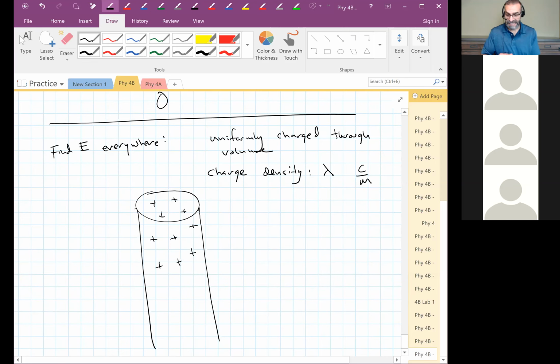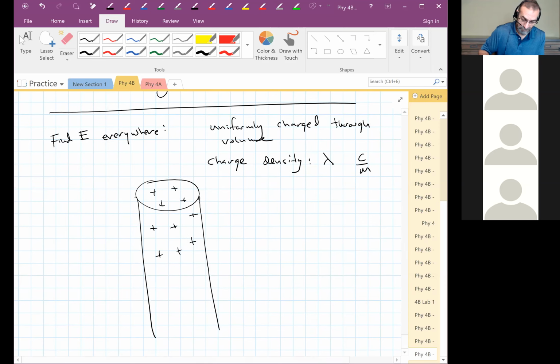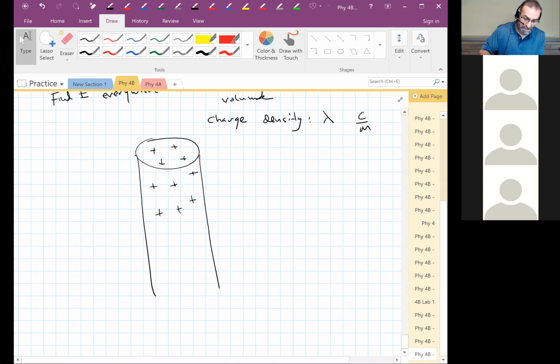So remember, for a cylinder, we treat it like any long, thin object. We just treat it like a line charge per unit length, okay? Even though that charge is distributed through the volume of the cylinder. When we solve our problems, when this is given in the textbook, you will always see lambda for a cylinder. So let's do outside first.